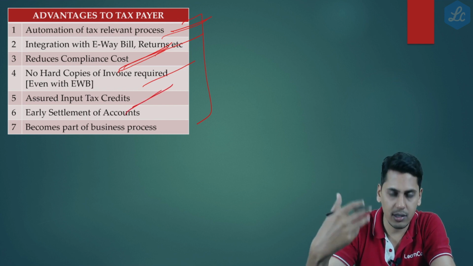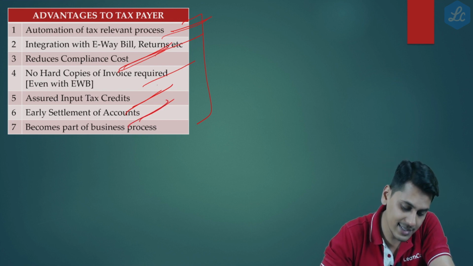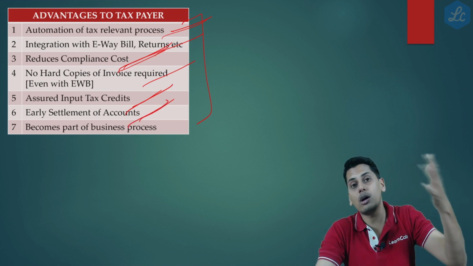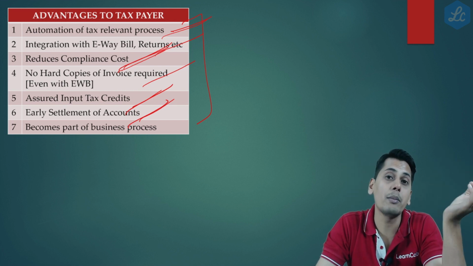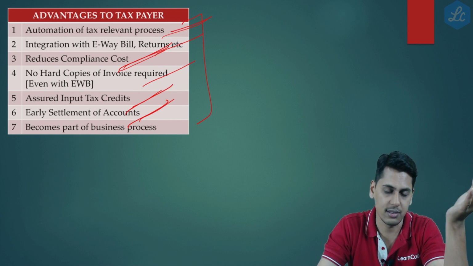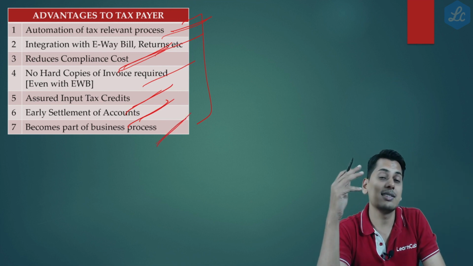Assured input tax credit: it automatically goes real time into GSTR 2A of the recipient. Early settlement of accounts, what we have discussed: that day is not far where a sale transaction raised at the supplier's end automatically goes and sits as a purchase at the recipient's end. It becomes a part of the business process. It is not seen separately.